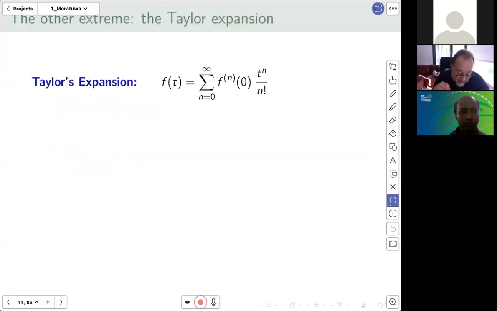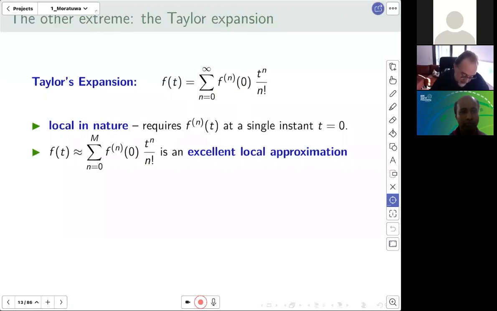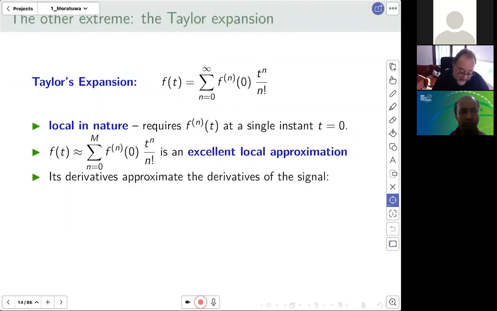On the other extreme is the Taylor expansion. Taylor expansion is local in nature because instead of requiring samples from minus infinity to infinity, it requires the values of the derivatives of the signal at a single point in time. Theoretically, from a mathematical perspective, these values are completely determined by an arbitrarily small neighborhood around 0. If you could analytically differentiate the signal, from a small slice of the signal you can find all these derivatives. And in fact, if you truncate the Taylor formula, you get excellent local approximations, because the Taylor formula approximates not only the signal, but its derivatives approximate the derivatives of the signal.